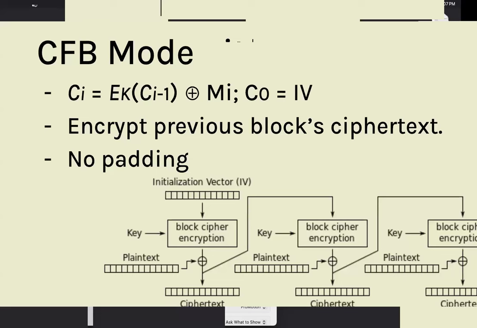Okay, so next is cipher feedback mode. It is slightly different than the previous scheme. You basically push your XOR operation to after you encrypt. So you take your initialization vector, you encrypt it, and you XOR your plain text into the output of that. And then you feed that onto the next block and so on.